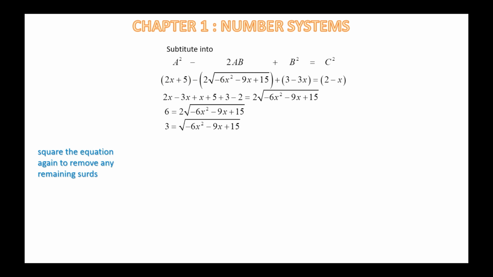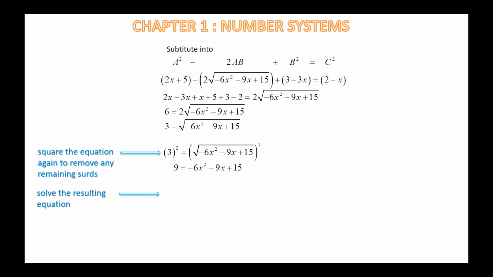Square the equation again to remove any remaining surds. We get 9 equals negative 6x square minus 9x plus 15. Solve the resulting equation. We form quadratic equation, then factorize, and solve for x. X equals half, and x equals negative 2. Check your answer. Substitute into original equation, and then compare left and right side.